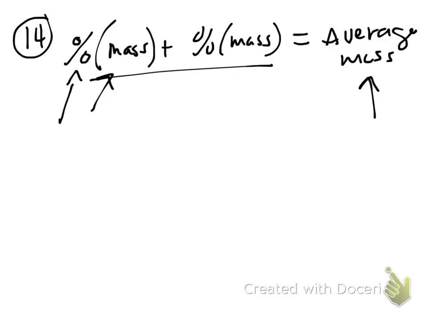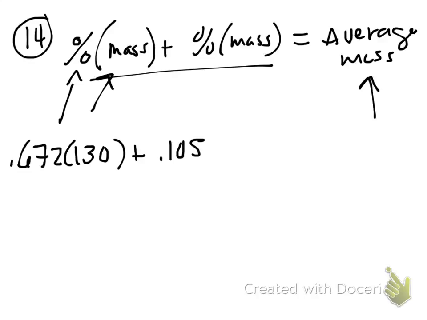So the way that we would set this up is as follows. 0.672 times 130 plus 0.105 times 67.2 plus x, because we don't know what the percentage abundance is. Wait, did I screw something up? Yeah, the 67.2. Oh, geez. Where did I get that from? That should be 131. I'm transposing numbers. I do apologize. Thank you. Okay. There we go. Better?